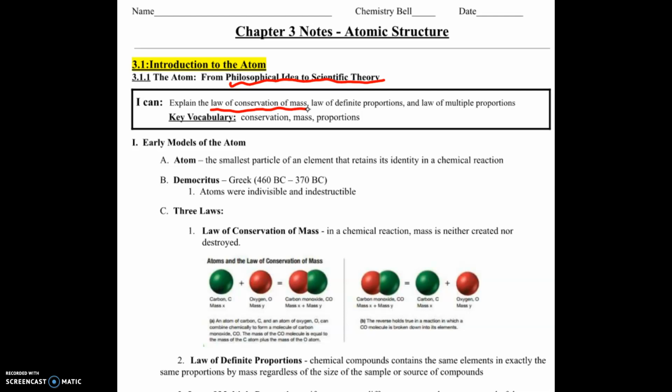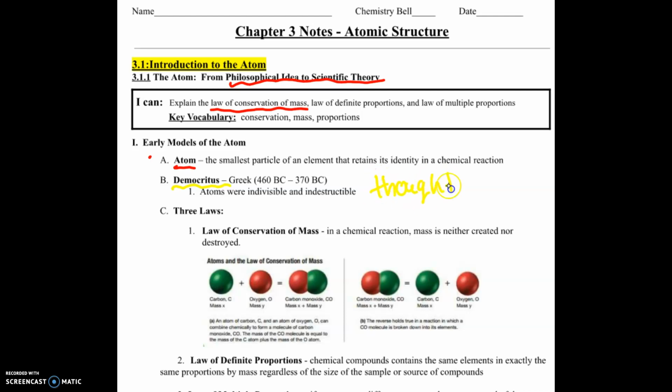So starting at the early models of the atom. As you learned in middle school, an atom is the smallest particle of an element that retains its identity in a chemical reaction. So it is the smallest bit of matter that you can have. The first person to coin this term was Democritus. He was an ancient Greek, and he did a thought experiment.